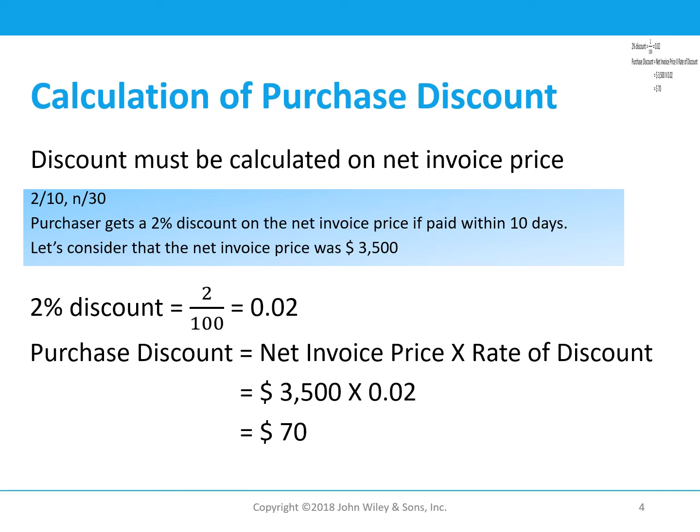Secondly, we want to know the total purchase discount, and in order to do so, we multiply the net invoice price by the rate of discount per dollar. So here we multiply $3,500, which was the net invoice price, by the rate of discount per dollar, which was 0.02, and we get the total purchase discount as $70.